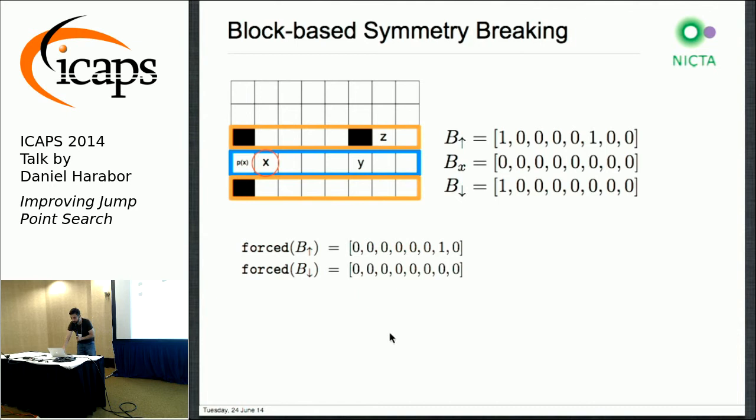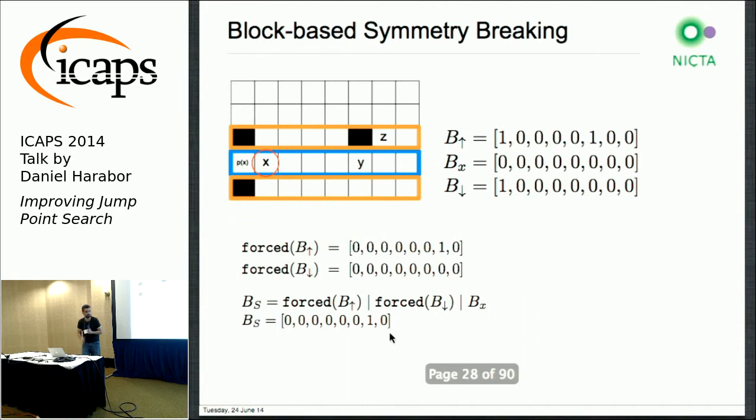So we apply forced to both B up and B down, and we take the results and apply a disjunction together with the disjunction of Bx, and we derive something called a stop byte. The stop byte is the same kind of idea as the return value from forced, but this time we are also considering not just the position of forced neighbors, but the positions of potential obstacles located along the row of Bx. Simply, what it tells us is we cannot go beyond the first set bit in the stop byte.